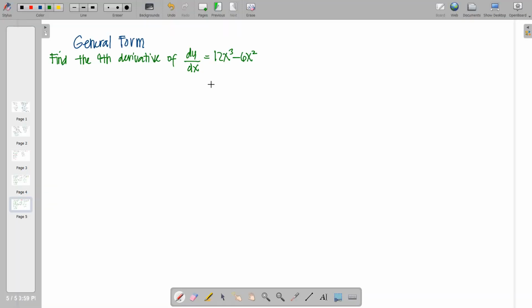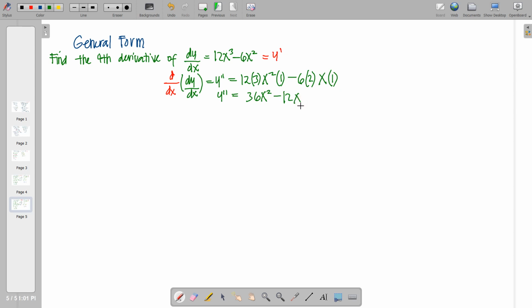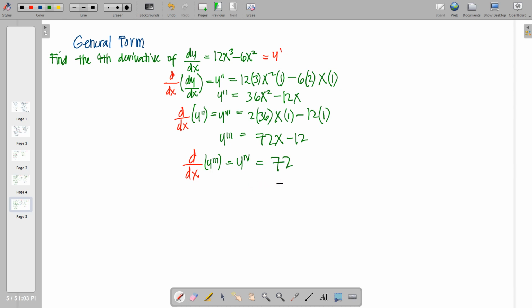So we have: find the fourth derivative if dy over dx is equal to 12x cubed minus 6x squared. So this is actually y prime. Deriving this again becomes y double prime. So we have the first term and then the second term. We have 36x squared minus 12x. So this will be our y double prime. Deriving y double prime with respect to x becomes y triple prime. We have here the first term, we bring down 2, reduce 1. And the second term is 12 times dx over dx. So y triple prime is equal to 72x minus 12. And then finally, we derive that again. It becomes now the fourth derivative, which is simply equal to 72. So this is the answer.